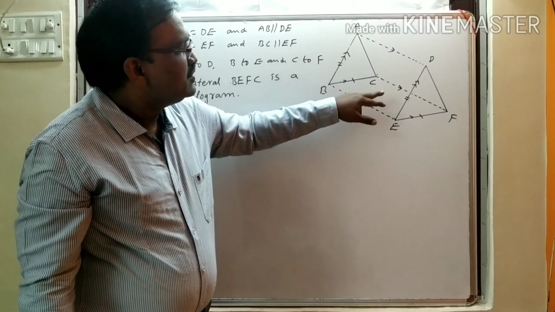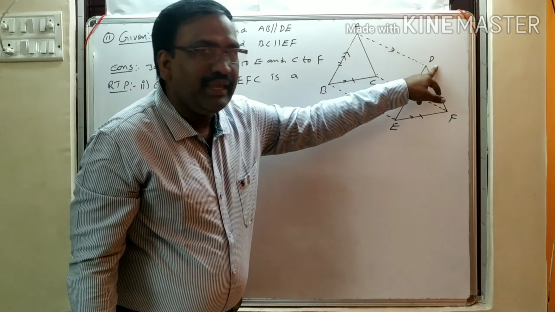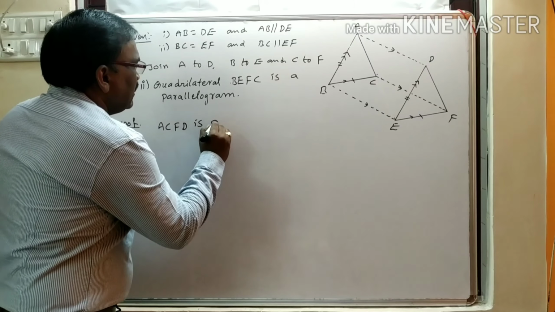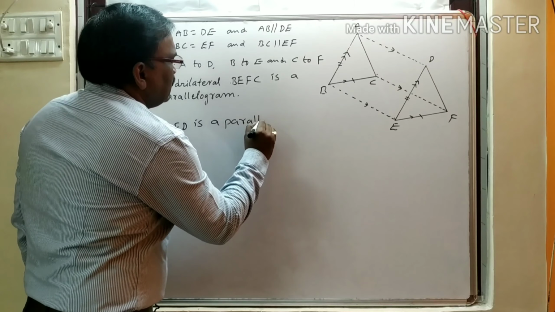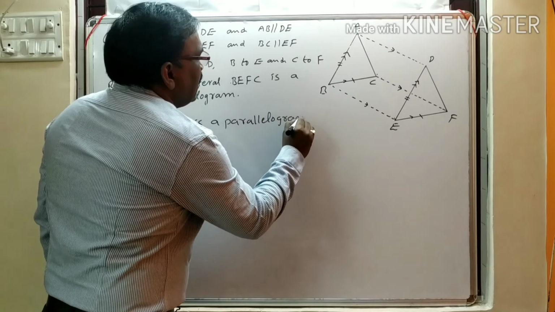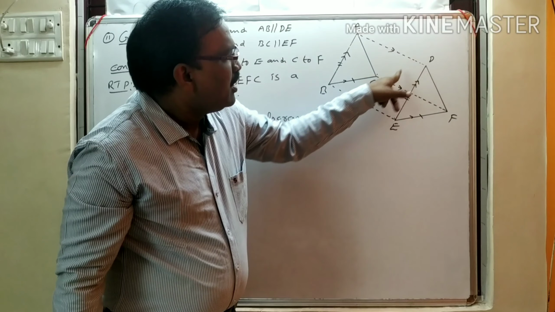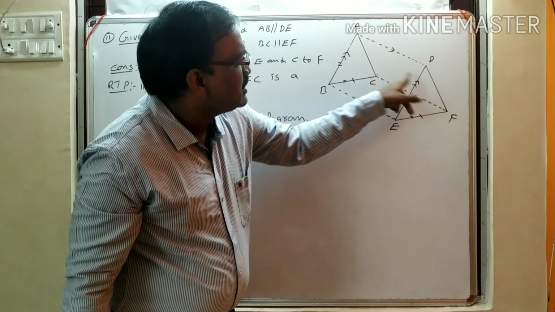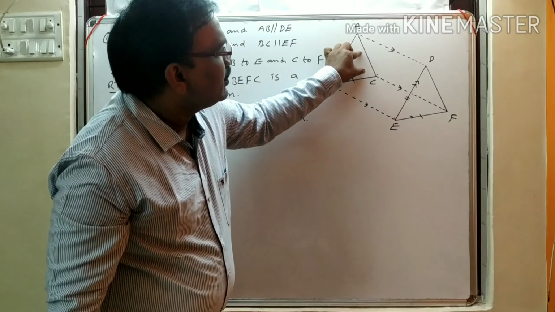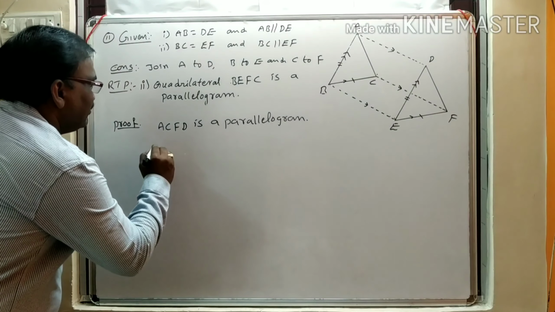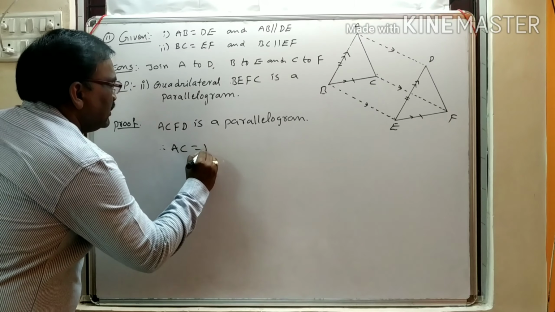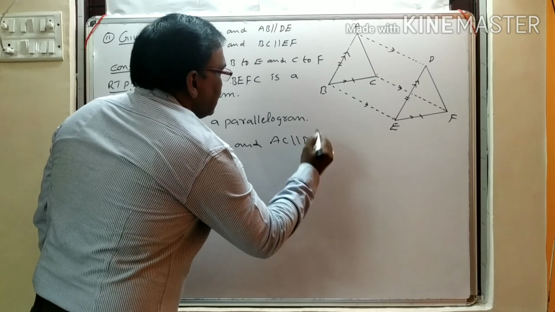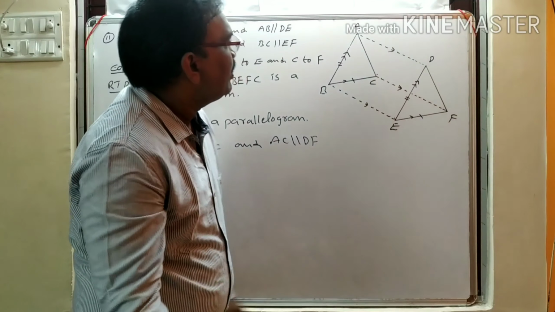So already proved ACFD is a parallelogram. In a parallelogram, opposite sides are parallel and equal. So already these two parallel and equal, so these two also parallel and equal. Therefore AC is equal to DF. AC is equal to DF and AC parallel to DF. So these two also equal.